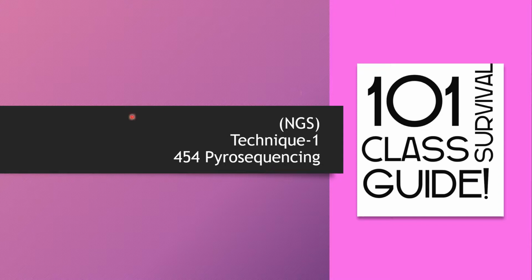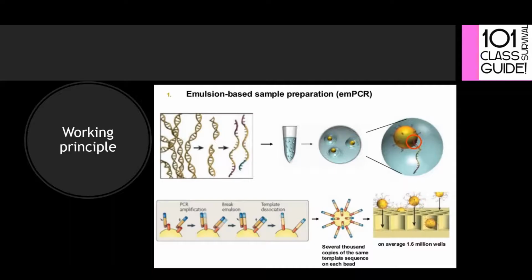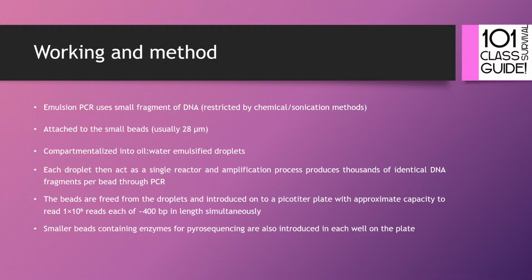Okay, let's get into our first NGS technique, which is the 454 pyrosequencing. The basic working principle of the 454 pyrosequencing method is that it utilizes an emulsion-based sample preparation (emPCR) in which water-oil droplets are used, in which the beads are present on which the massively parallel sequencing occurs. The working method is very simple, although it may seem complex.